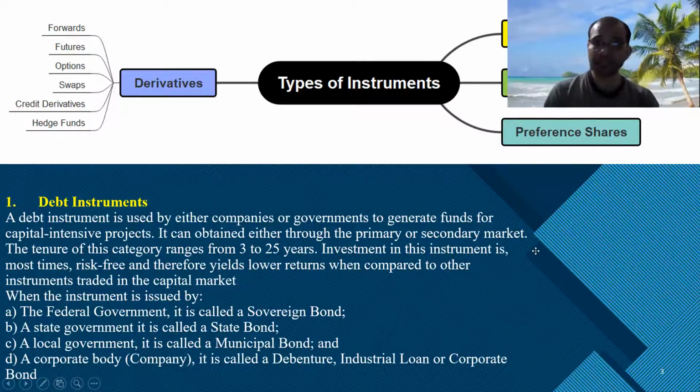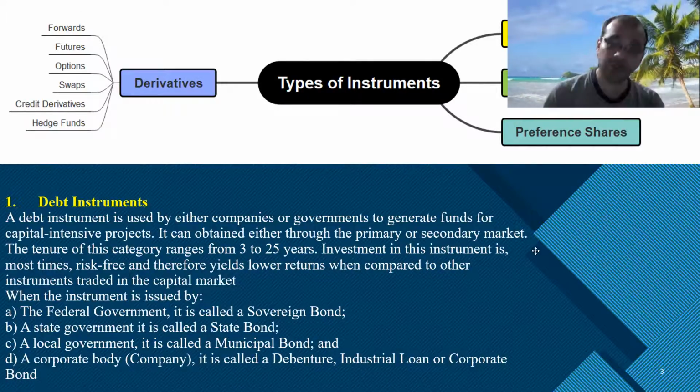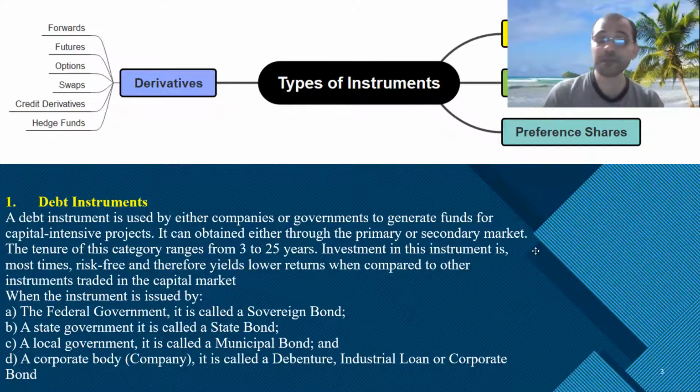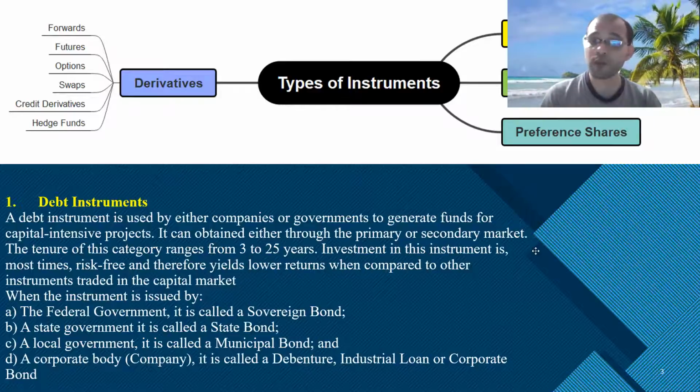The first one is called derivatives. The second one is debt instruments. The third one is equities, and the fourth one is preference shares. So let's discuss the debt instruments. Before that, let me say that there are basically 6 types of derivative instruments: forwards, futures, options, swaps, credit derivatives, and hedge funds. So let's discuss them in detail.